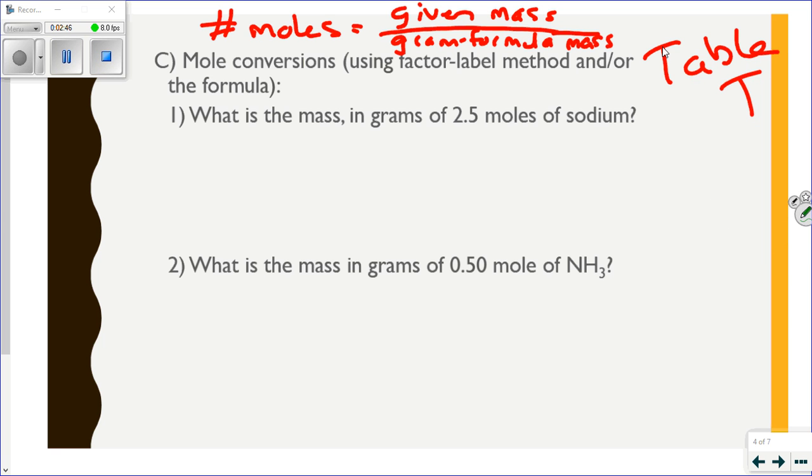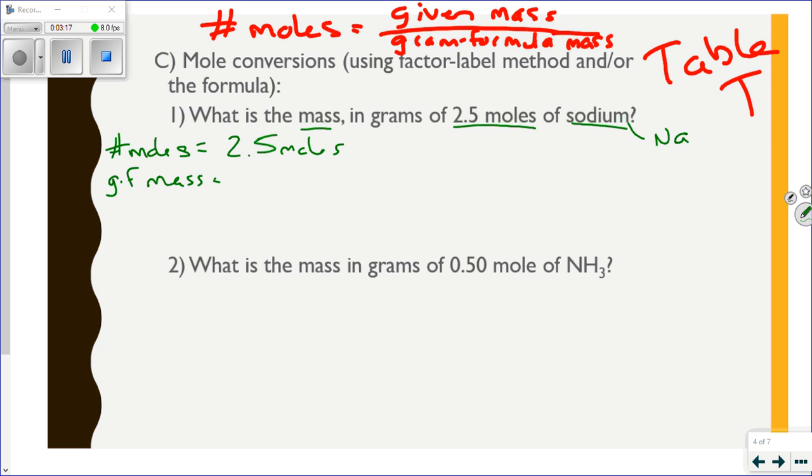So let's try an example together. What is the mass in 2.5 moles of sodium? That's what I want to know. The first thing I can do, looking at this equation, is I know the number of moles of sodium that I have is 2.5 moles. I also am going to be able to figure out the gram formula mass using my reference table. Now I know that sodium is Na. So if I find Na on my reference table, I'm going to be able to see that there are 22.99 grams in 1 mole of sodium.